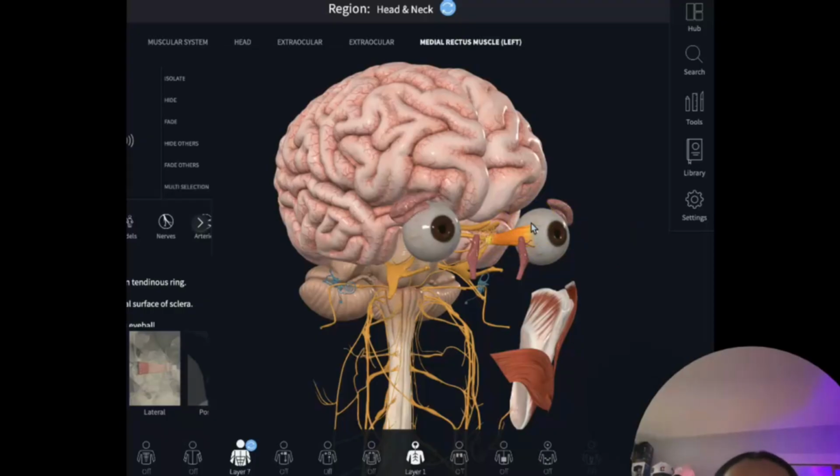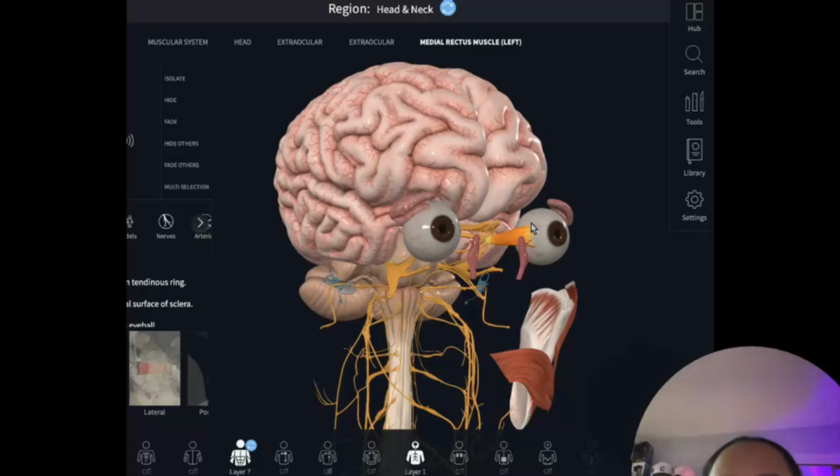The origin for this is the common tendinous ring. The insertion is the medial surface of the sclera. The action for this is that it adducts the eyeball, which just means moving the eyes inward, like this if you're looking inwards. A common occupation that uses this muscle a lot is painting. If you're concentrating or drawing, your focal point is on a certain thing, so your eyes move inward. The nerve that innervates this is the oculomotor nerve, which is cranial nerve 3.